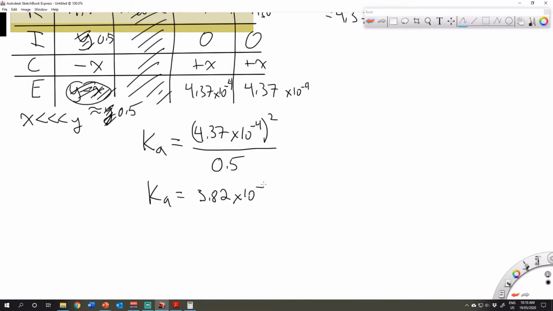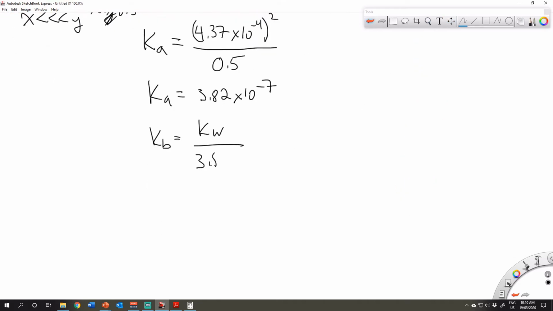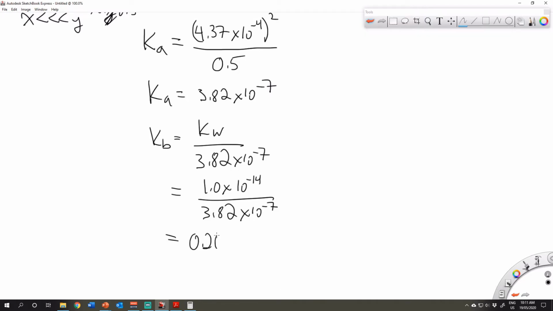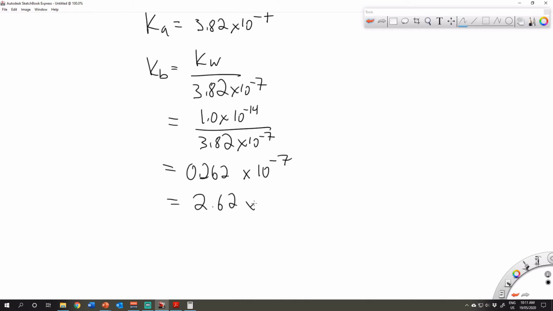Okay, but we're asked to find the Kb. So Kb will then be Kw divided by Ka, which is 1.0 times 10 to the negative 14 divided by 3.82 times 10 to the negative 7. That will be 0.262 times 10 to the negative 7 using exponent rules, or just a bit, 2.6 times 10 to the negative 8. There we go, and there's my Kb.